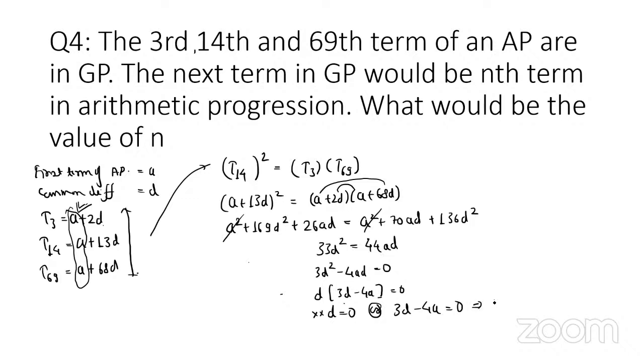That means 3d is equal to 4a, or we can say d is equal to 4a upon 3, or a is equal to 3d upon 4. We can actually compare a with respect to d or d with respect to a. Let's see what helps us more, right? As we are given that the next term in GP is the nth term of AP, right?